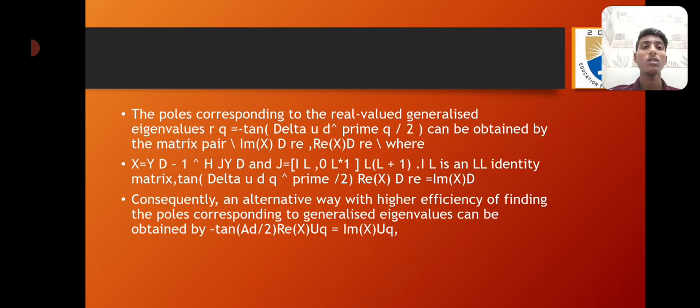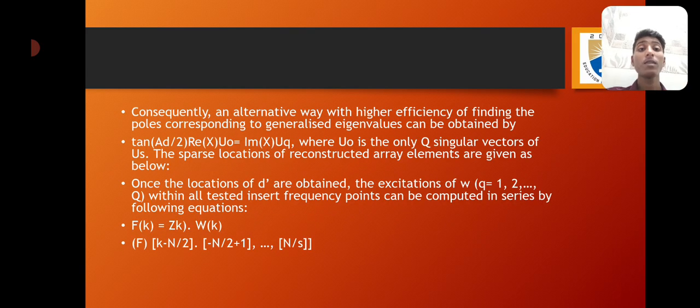Poles corresponding to the real valued generalized eigenvalues can be obtained by the matrix pair, where I_L is an L by L identity matrix. Consequently, an alternative way with higher efficiency of finding the poles corresponding to generalized eigenvalues can be obtained by tan(Δ/2) Re(X U_Q) equals Im(X U_Q).